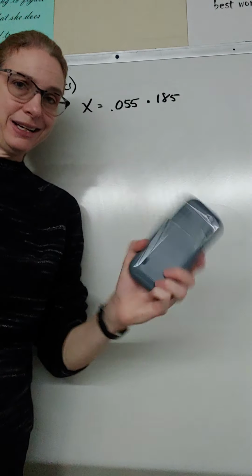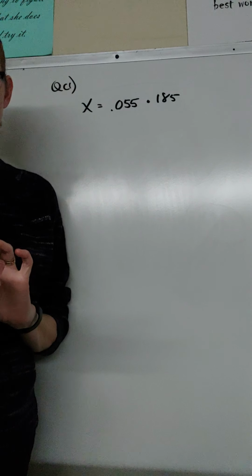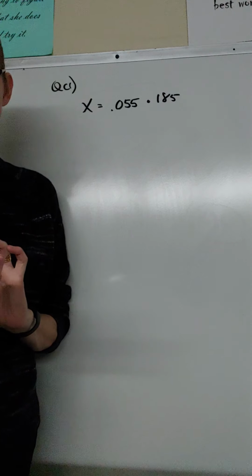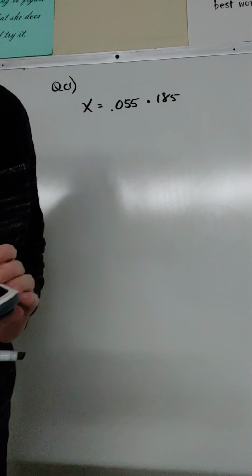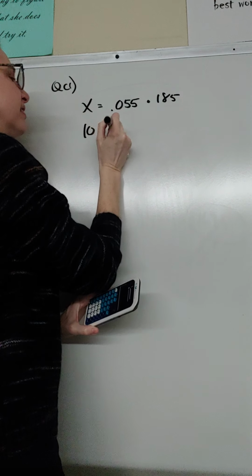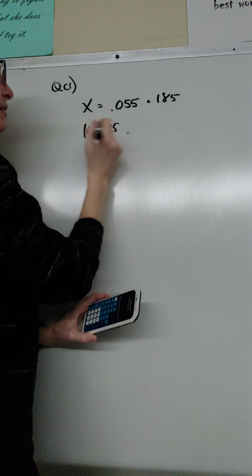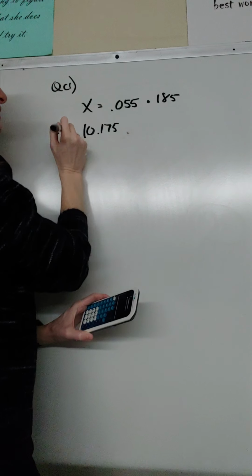Okay, so when I multiply those two together, I have my calculator, Andrew. It's going to be 0.055 times 185 is going to be $10, and let's put this up here because I want to talk about this. 175 is what that equals. Okay. I'll put the X equals over here.